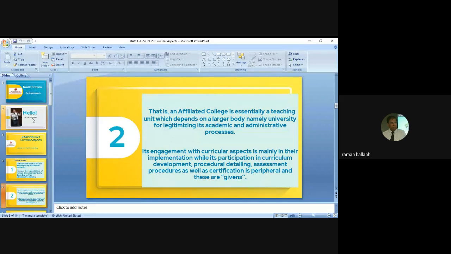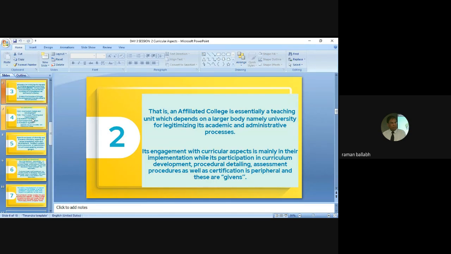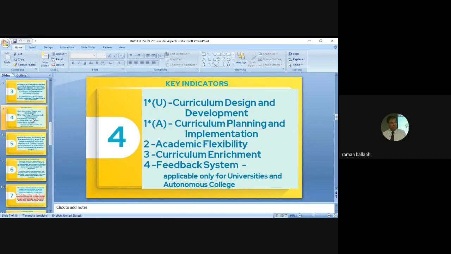Since it is an affiliated institution, you are following the curriculum defined by the university. So now, the implementation is your problem. These are the 4 key indicators: curriculum design and development, curriculum planning and implementation, academic flexibility, curriculum enrichment, and feedback system. Right, sir? Yes, sir.